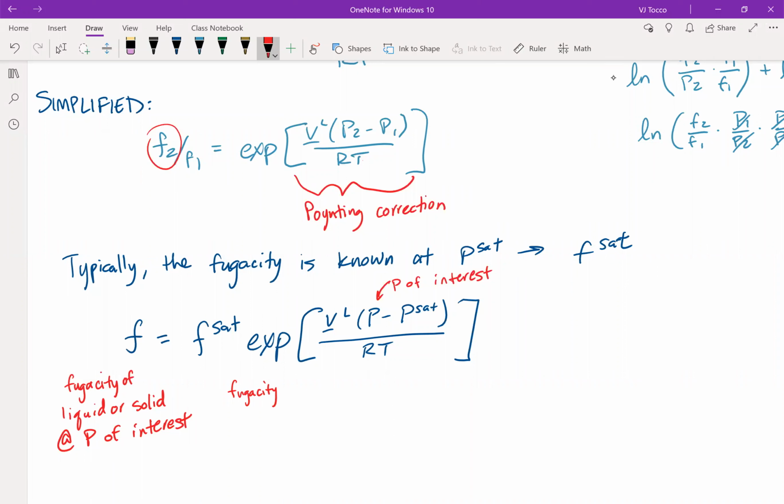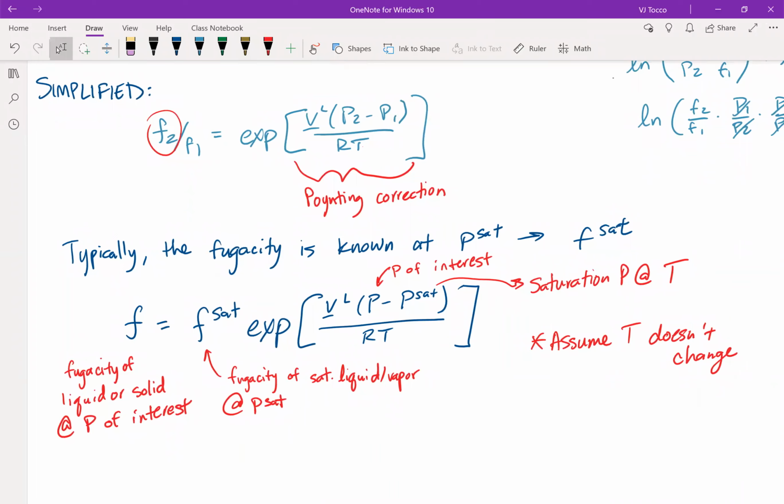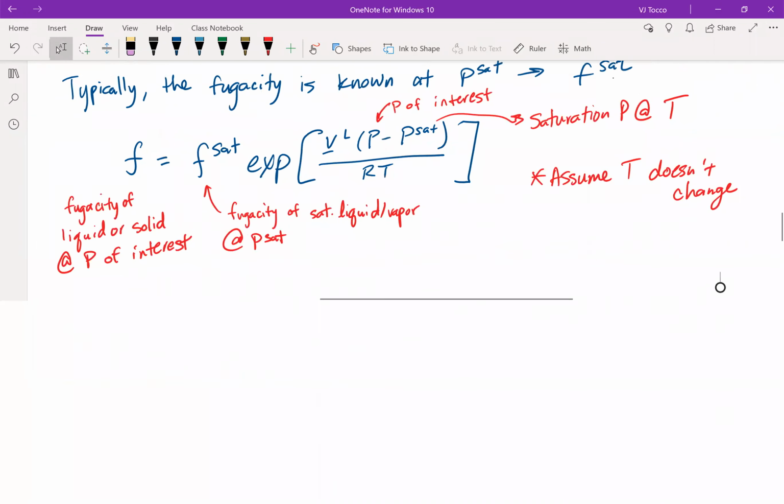Or, because we're at saturation, it's also the fugacity of the saturated liquid too. Of saturated liquid/vapor, we'll say, at P sat. P sat is the saturation pressure at T, and this is assuming constant T. So remember, we have to assume that T is the same, doesn't change. All right, so plugging these things in to figure out what our final fugacity is.